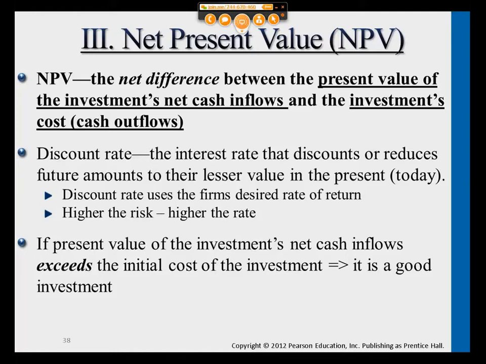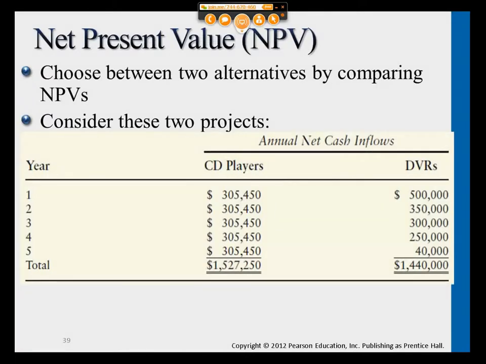So how does it look on the example? This is quite a lot of definitions, but how does it look on the example? Let's say I have to choose between two alternatives. I'm Greg's Tunes, and I'm considering either doing CD players or DVRs, all right? Same story. We've been talking about this the whole semester. So now our manager, Greg, needs to decide which of the alternatives is a better one for the business.